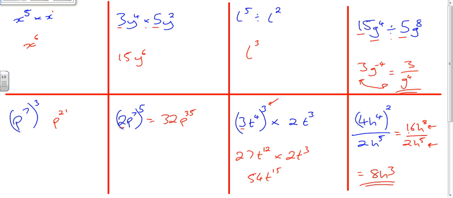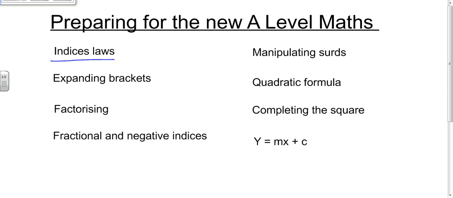And very soon I'll do another video which is on the next topic, which we go back and have a look at, is expanding and simplifying brackets.